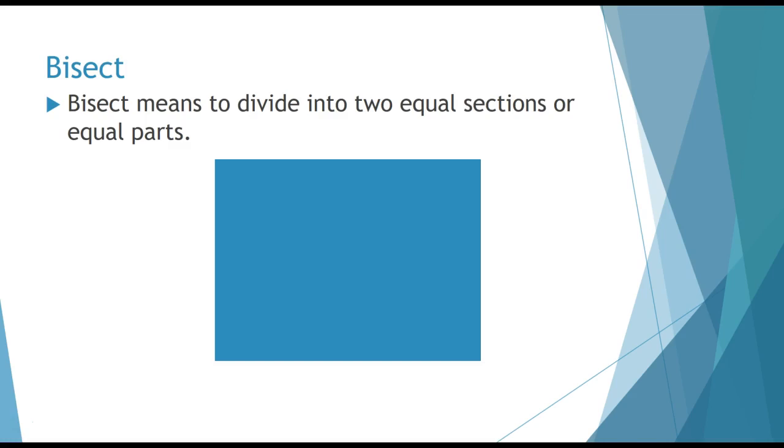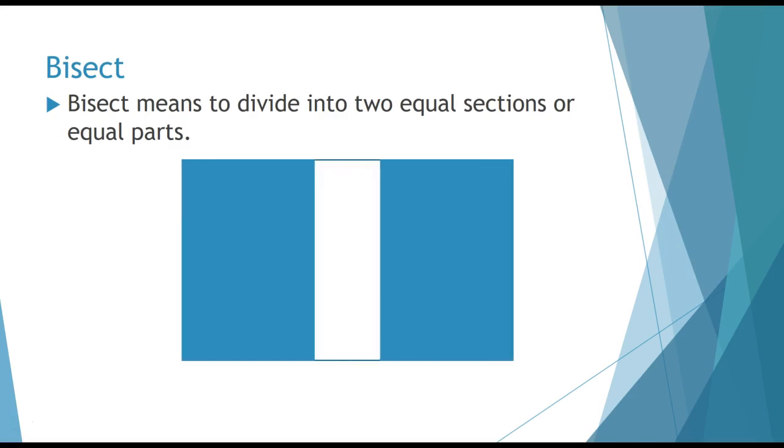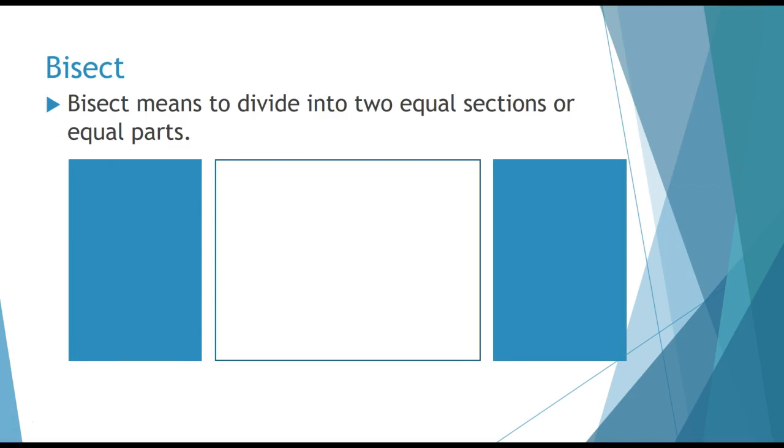So if we take a look at this rectangle, if I bisect it, I get two little rectangles that are equal. That's important to remember as we start to look at how and when we bisect segments and angles.